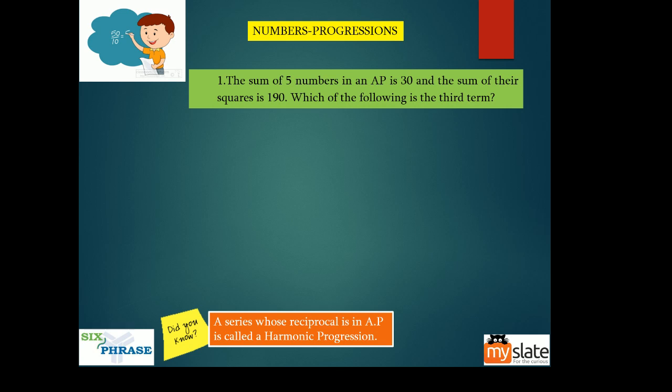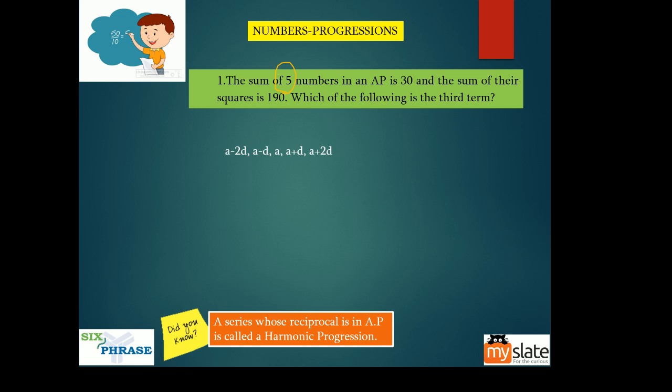The sum of 5 numbers in an AP is 30 and the sum of their squares is 190. Which of the following is the third term? They wanted to find the third term. Look at the problem: sum of 5 numbers. Is 5 even or odd? 5 is odd. For odd, I told you we write it in a certain way, and that way is this way: A minus 2D, A minus D, A, A plus D, A plus 2D.